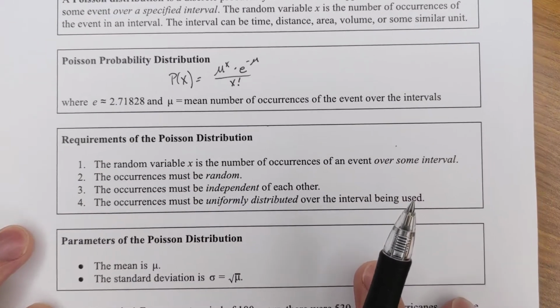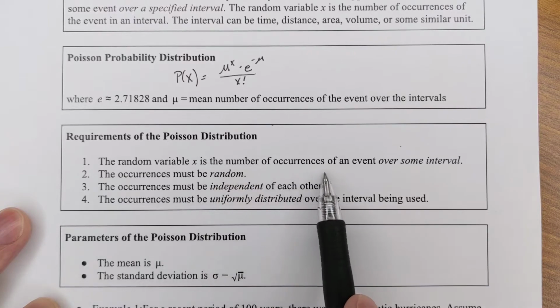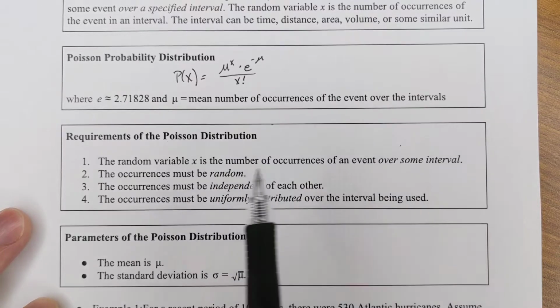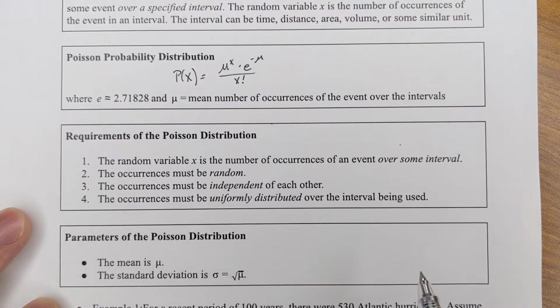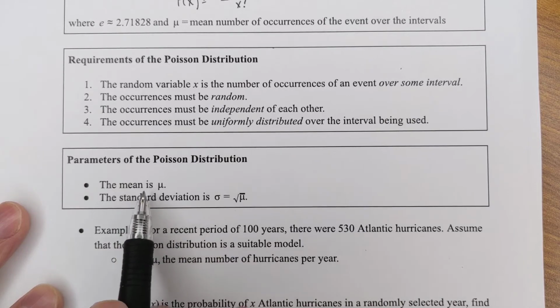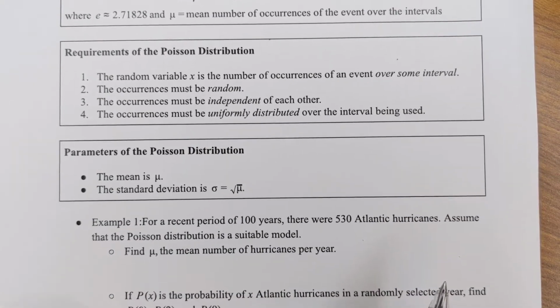So here are the requirements for the Poisson. The random variable x is the number of occurrences of an event over some interval, so it can't just go on forever. The occurrences have to be random, they must be independent, and they must be uniformly distributed over the interval being used. And for the parameters, the mean is mu and the standard deviation is the square root of mu.